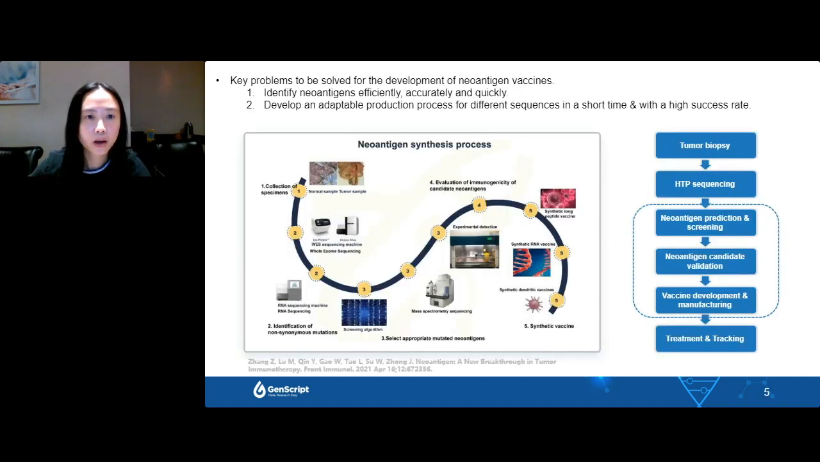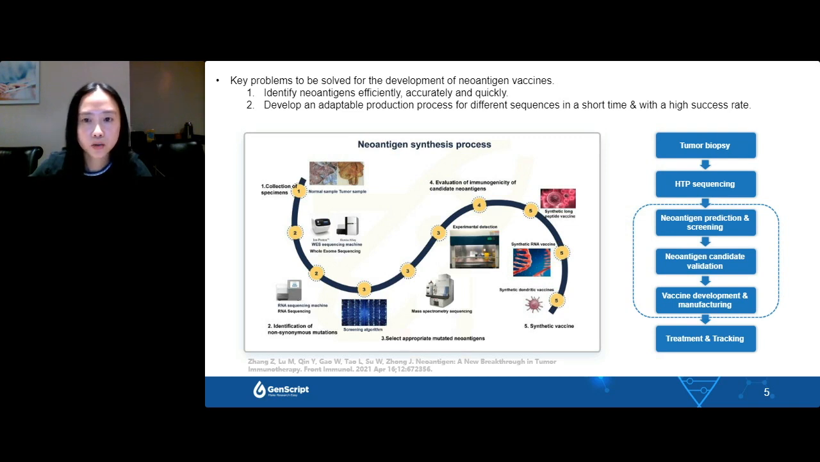Okay, now let's take a look at the whole process for new antigen synthesis. Generally speaking, there are several steps listed here. First, you collect the specimens. It's called tumor biopsy. And then we do 3 levels of sequencing, like whole exome sequencing and also RNA sequencing. Then we're trying to predict the new antigen, and after we sequenced the peptides.